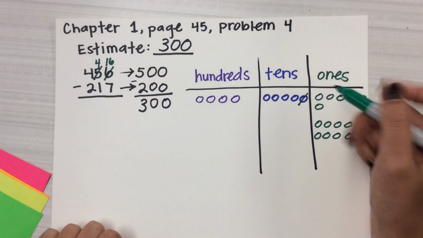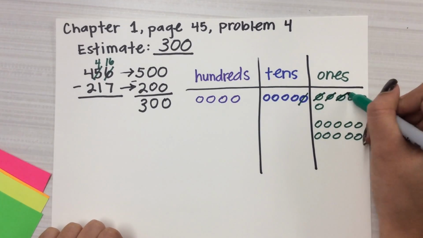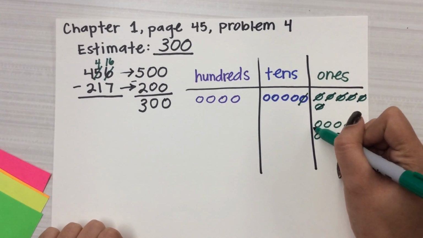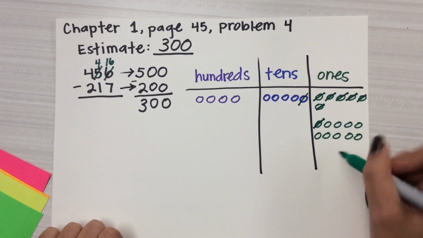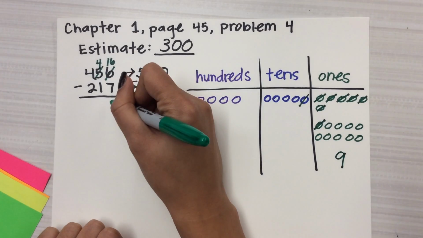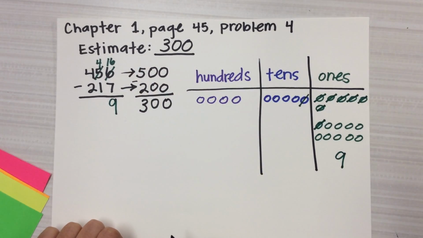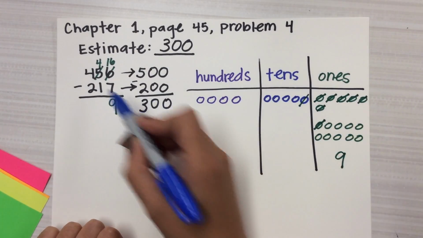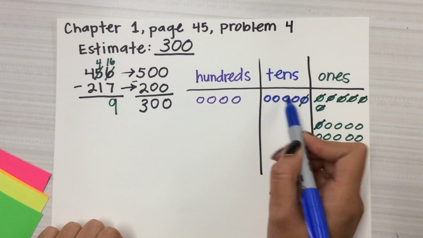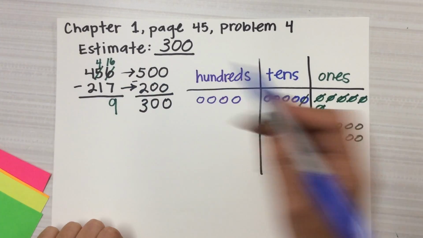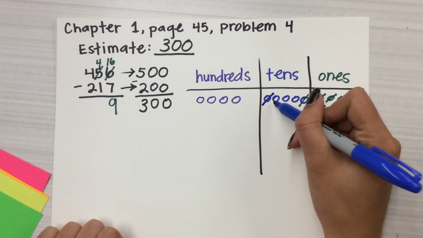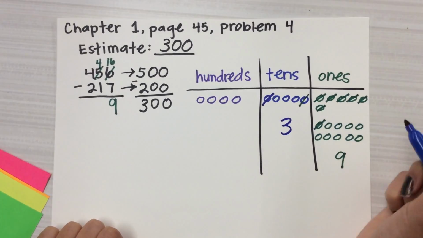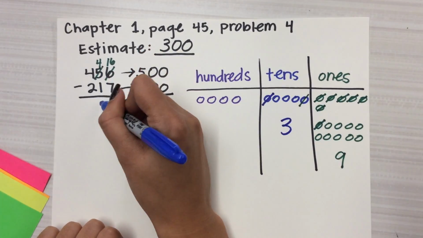So let's go ahead and show that work. 1, 2, 3, 4, 5, 6, 7. And we have 9 ones left. And now we're going to go over to the tens place. So we're going to subtract the tens. Now we have 4 tens left, and we need to subtract 1. And we have enough, so let's go ahead and cross off that 1, and that means we have 1, 2, 3 tens left. 4 minus 1 is 3.